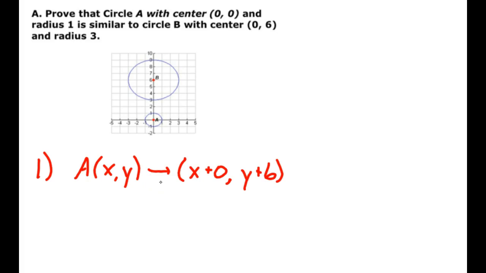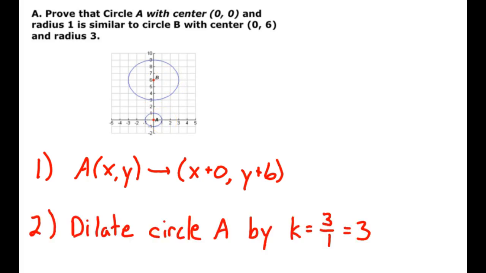Next, we need to perform a dilation. So we have to determine the scale factor. So we take the radius of the image, which is circle B, which is 3 units, divided by the radius of the pre-image, which is circle A, and that radius is 1. So if we take 3 divided by 1, we get a scale factor of 3. So first, we perform the translation to map the center of the pre-image to the image, and then we perform a dilation by the scale factor to get these circles to be the same size. So this is a process for showing that two circles are always going to be similar to each other.